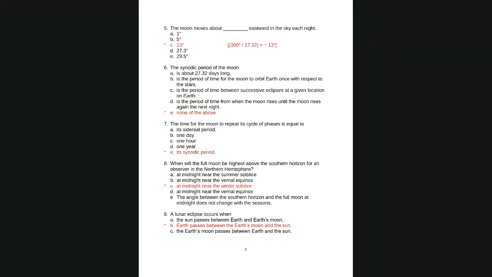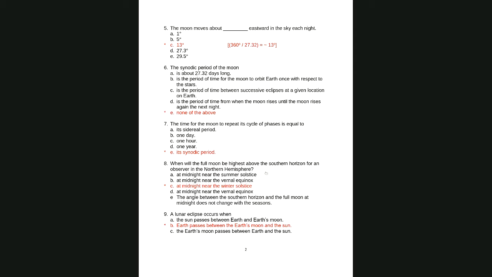7, the time for the moon to repeat its cycle of phases is equal to its synodic period. That means either from new moon to new moon, or from full moon to full moon. It's equal to the synodic period, which is 29.53 days.